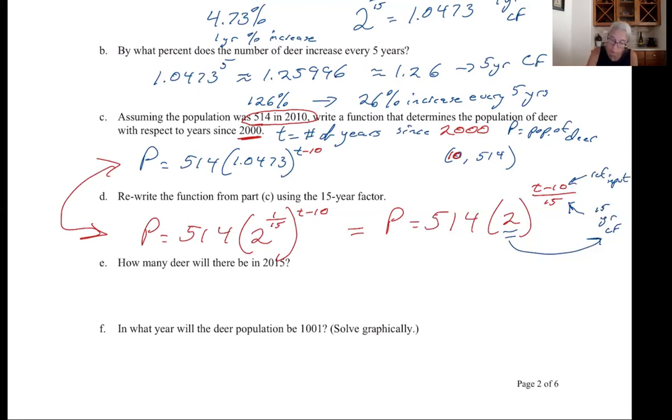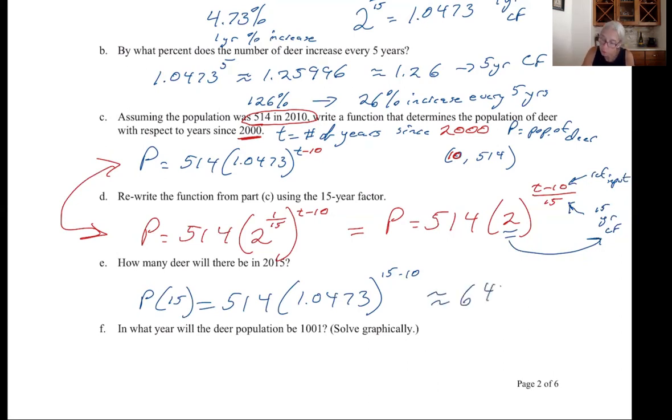So how many deer will there be in 2015? Well, in other words, 2015 is 15 years after 2000. So I'm looking for P of 15. So I take my equation. It doesn't matter which one I take. They better give me the same answer. And when I plug that into Desmos, I should get something like 647.6. So approximately 648 deer.